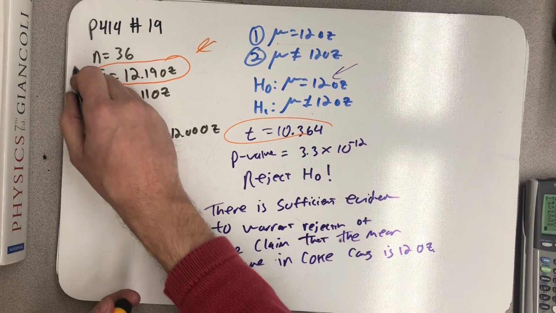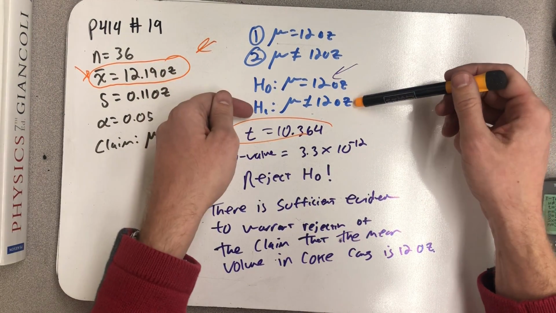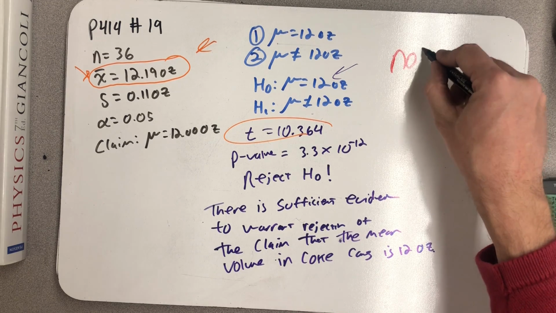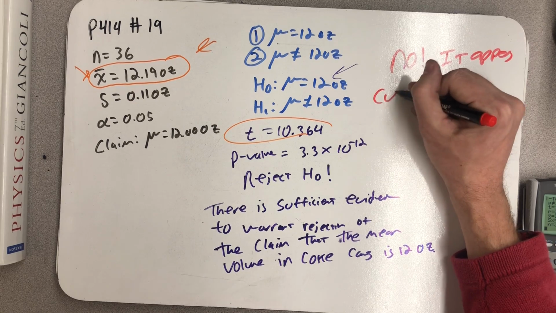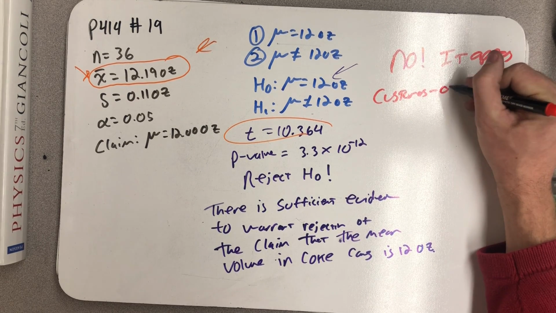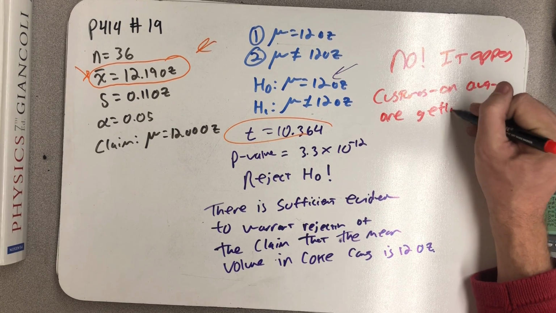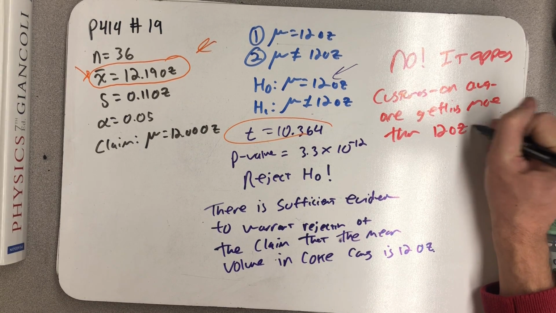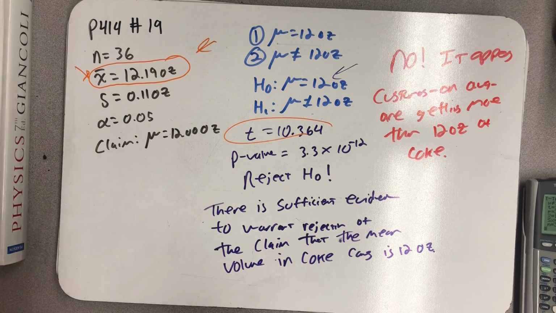But this is enough information here that would say, well, the sample data would actually suggest that by saying not equal to, we actually mean more than. It's on the high side. It's like they're overfilling the cans. So I'd say no. It appears customers, on average, are getting more Coke. So no one's being cheated, everyone's actually getting just a little bit more.